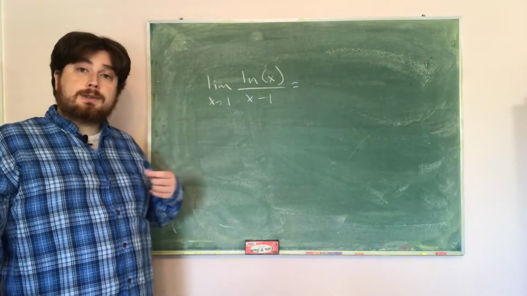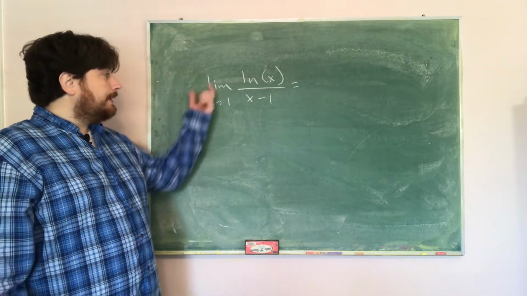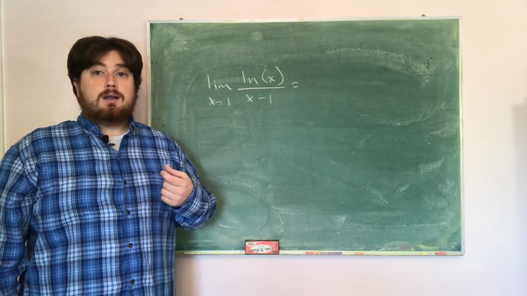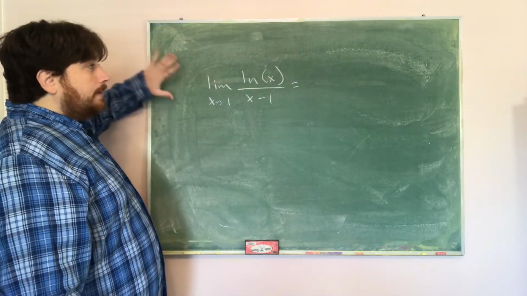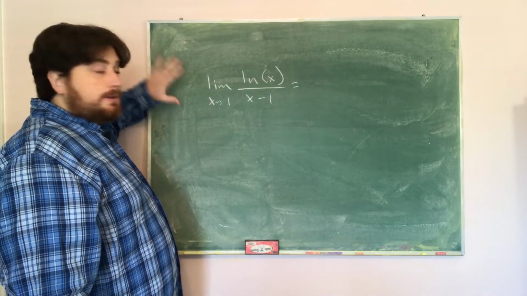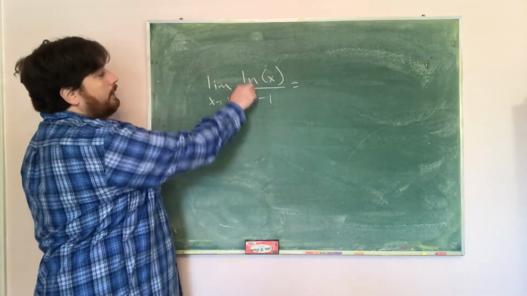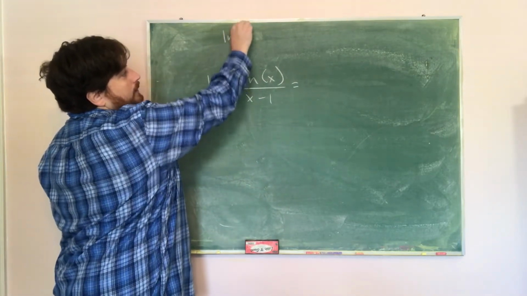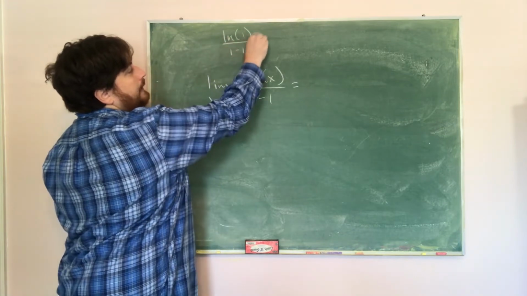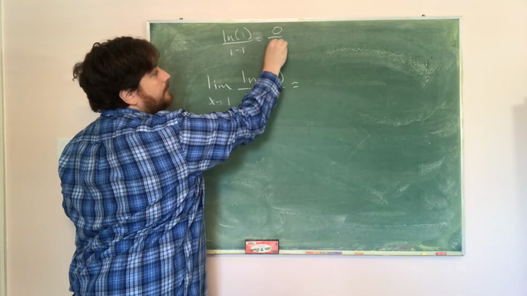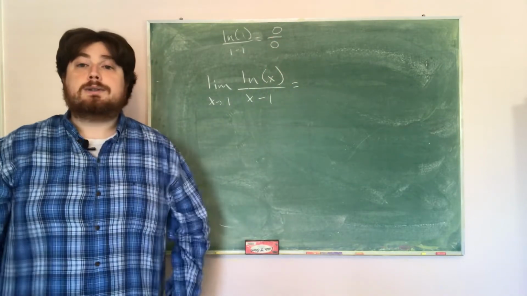We're going to be looking at limits, and so what I want to do first is find the limit as x goes to 1 of natural log of x over x minus 1. Now when we think about limits, the first thing we should do is evaluate at 1 and see what this looks like. If I plug in 1, I get natural log of 1 over 1 minus 1. Natural log of 1 is 0, and 1 minus 1 is 0, so I get 0 over 0.